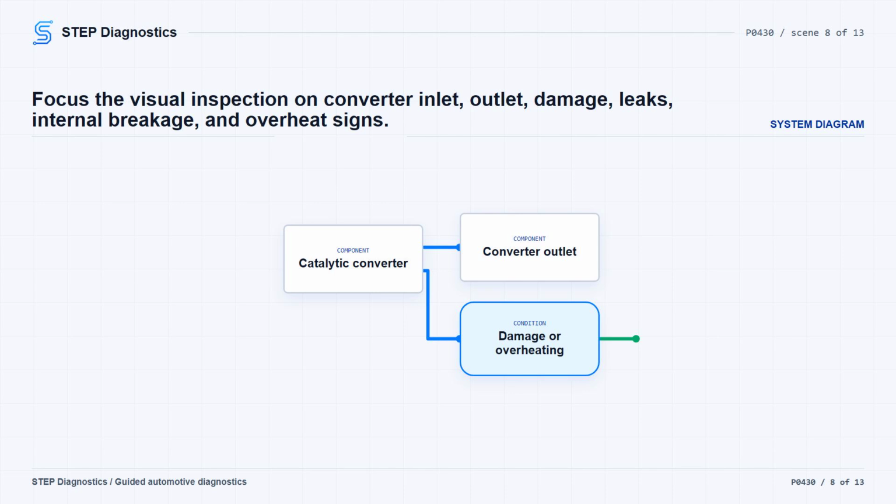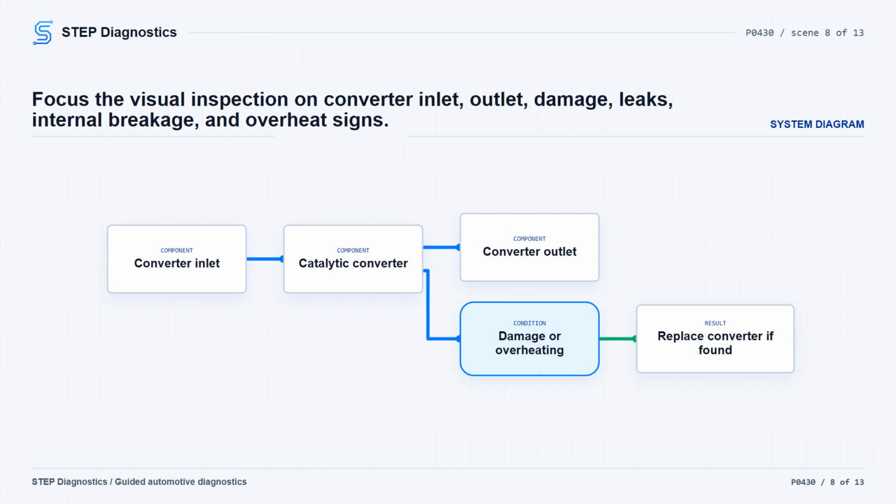Now visually inspect the catalytic converter inlet and outlet. Look for physical damage like dents or holes, leakage at the converter, signs that it is internally broken, or severe discoloration from overheating. If any of those problems are found, replace the catalytic converter and also repair the condition that may have caused the failure. Then verify the repair and confirm the code stays gone.